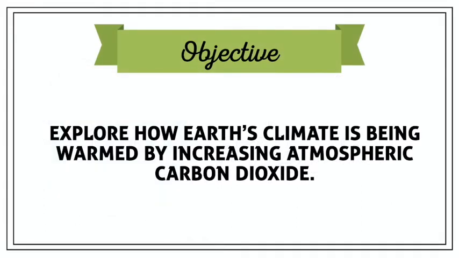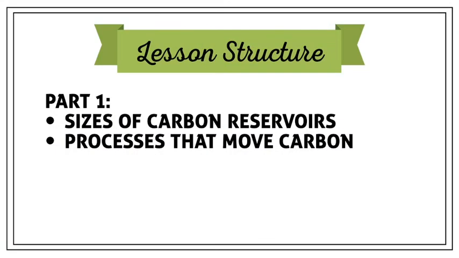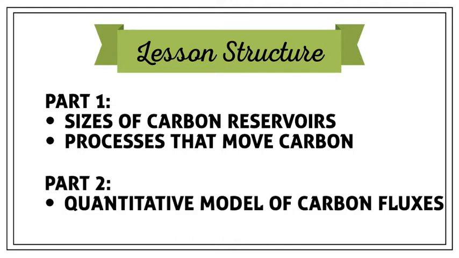Up in the Air is a two-part lesson that models the Earth's carbon cycle and the processes through which carbon is moved between reservoirs. Activities in Part 1 emphasize the relative sizes of carbon reservoirs, and students identify the processes that move carbon between them. In Part 2, students build a quantitative model of carbon fluxes in the form of a board game and calculate how much carbon accumulates in the atmosphere annually.